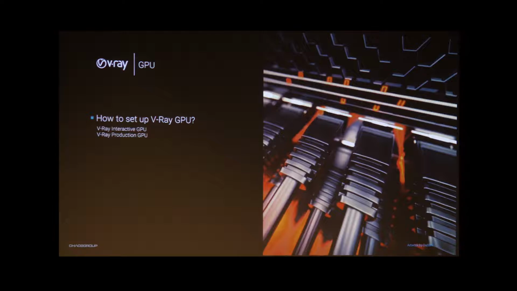And how do you set up V-Ray GPU? Well, V-Ray GPU comes in two modes. One is interactive and one is progressive. The interactive mode is best for look development. So while you're still working and trying to figure out how to make your scene, it's best to use the interactive render. But when you're done and want to render your finished scene, you should switch to the production GPU, and you get a lot more options that way. I'm going to show you in a few seconds how you can do that.